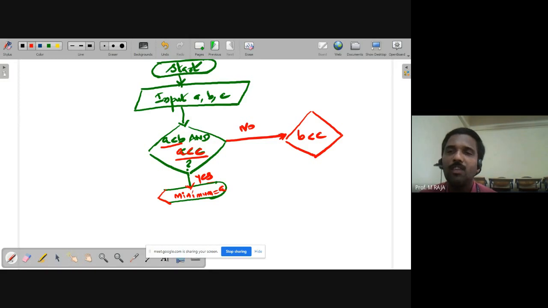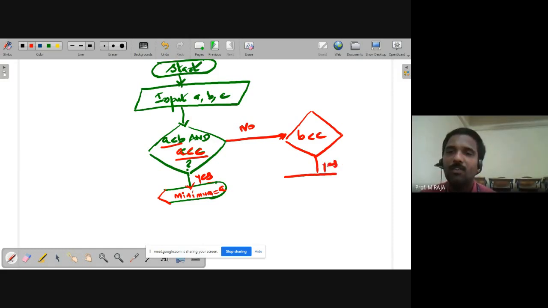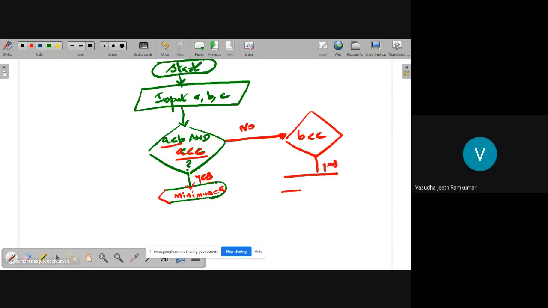If B less than C, in case this is true. Excuse me, sir. Yes, sorry to tell this, but sometimes your handwriting is not that legible, sir.